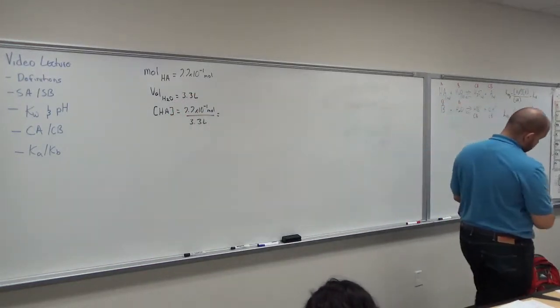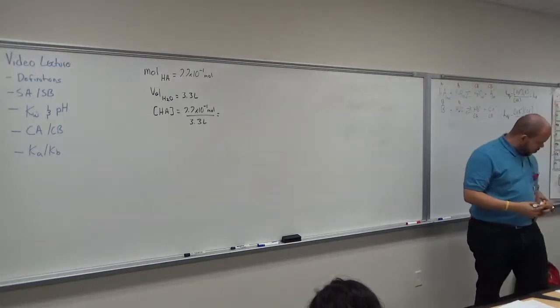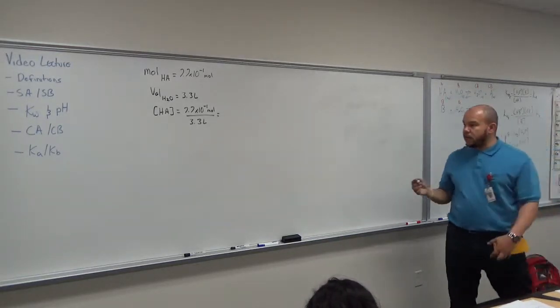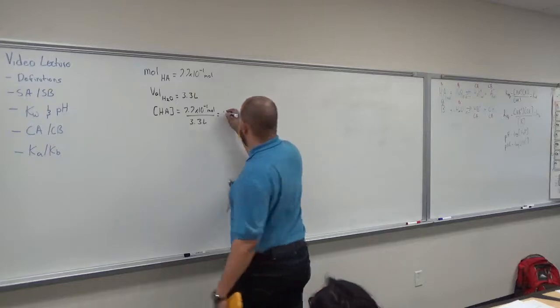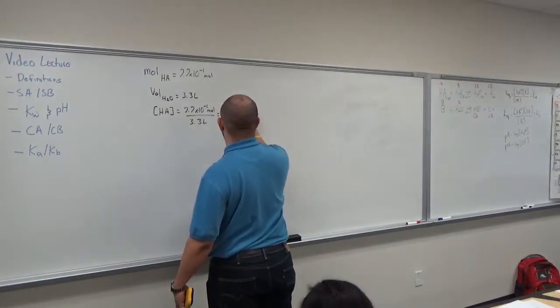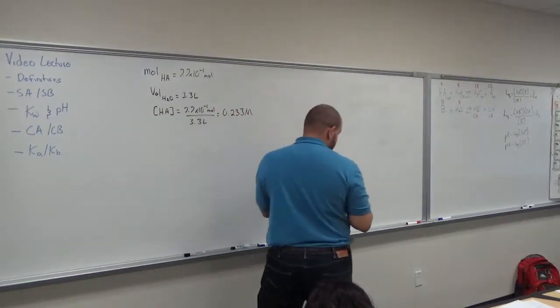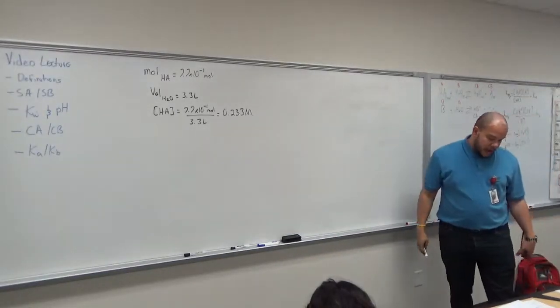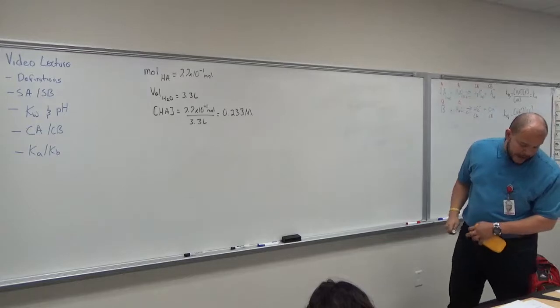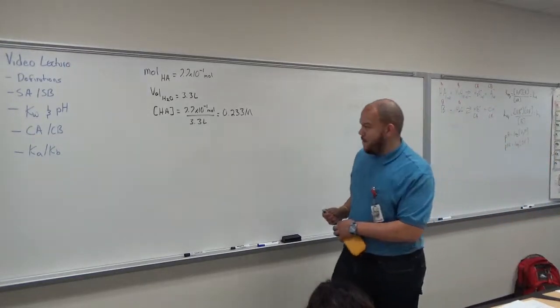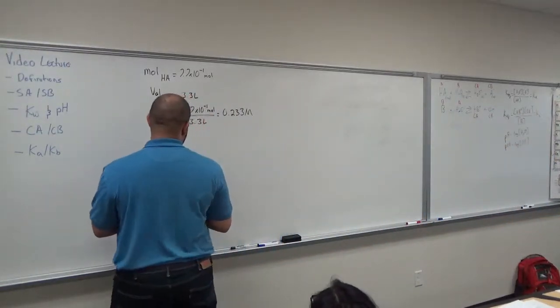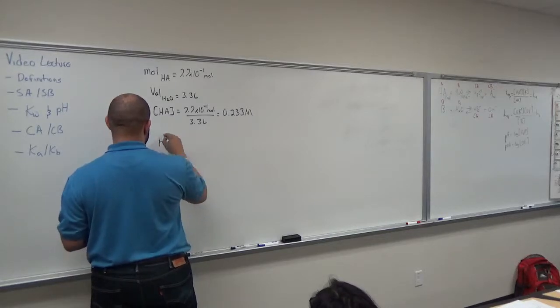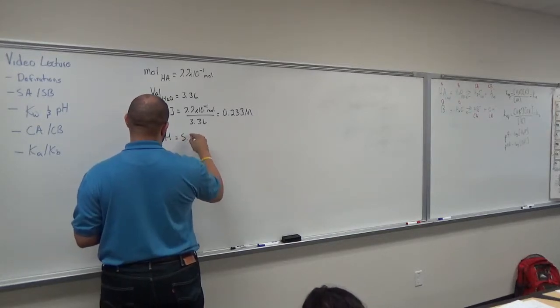Therefore, we do know that there's a concentration of HA, which is going to be important for us, 7.7 times 10 to the negative 1 moles over 3.3 liters, which is, well, 0.233. So we got 0.233 molar. All right, so we know that much even before we have to get started in the question. They tell us the resulting pH is 5.15. So we've also been told that the pH is equal to 5.15.